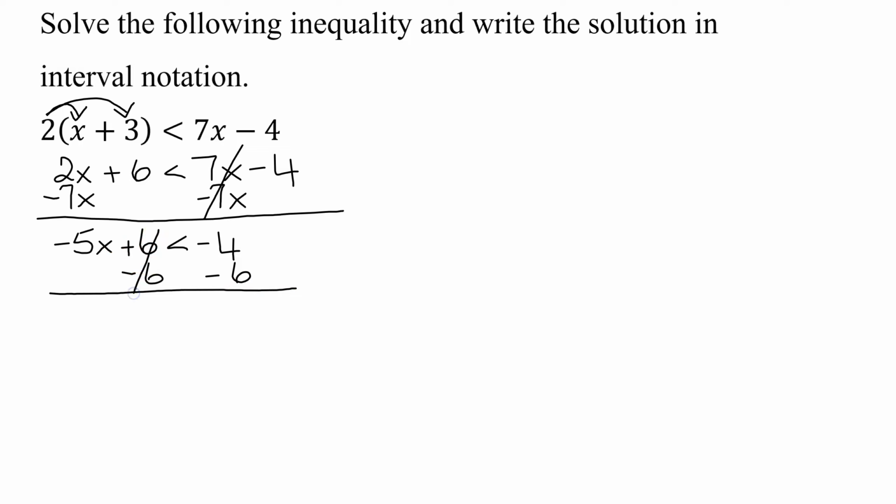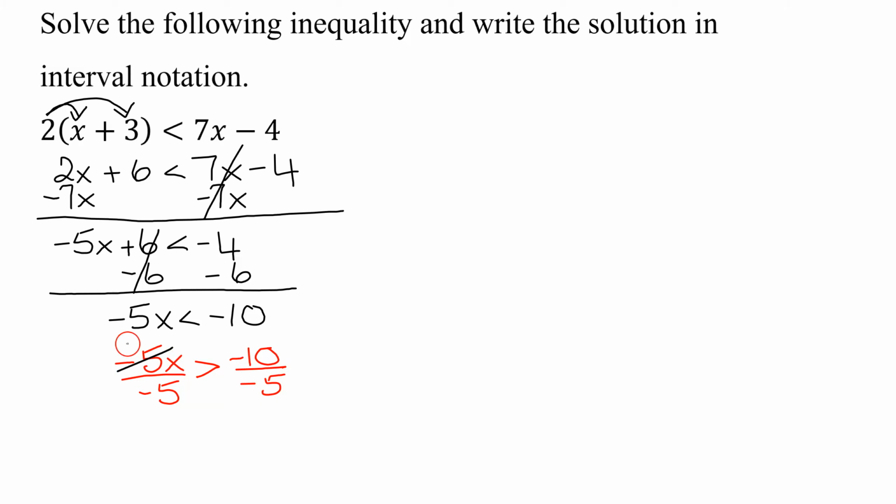So I'm going to get 6 minus 6 is 0, so it's just going to leave negative 5x is less than negative 4 added to a negative 6 is negative 10. And now, to get my x all by itself, I'm going to have to divide both sides by a negative number. Is that going to change my inequality symbol? Yes. So I'm going to take negative 5x, divide it by negative 5, and since dividing by a negative number reverses the inequality symbol, my less than becomes greater than. Negative 10 also is divided by negative 5.